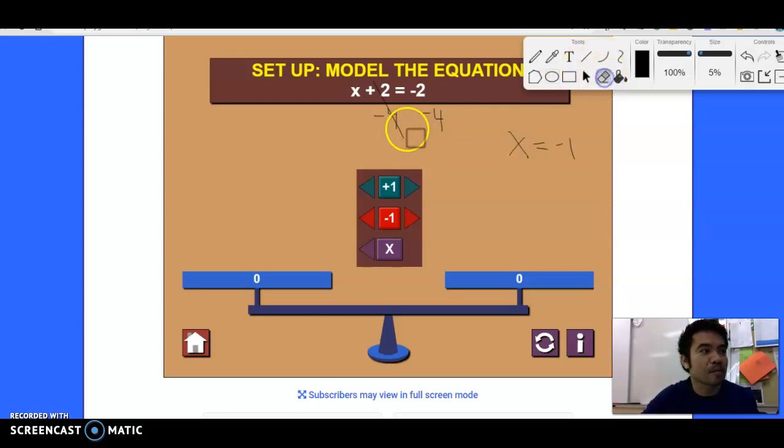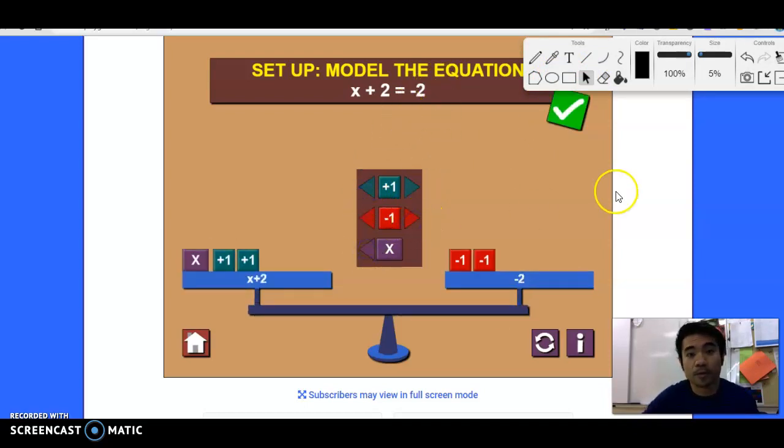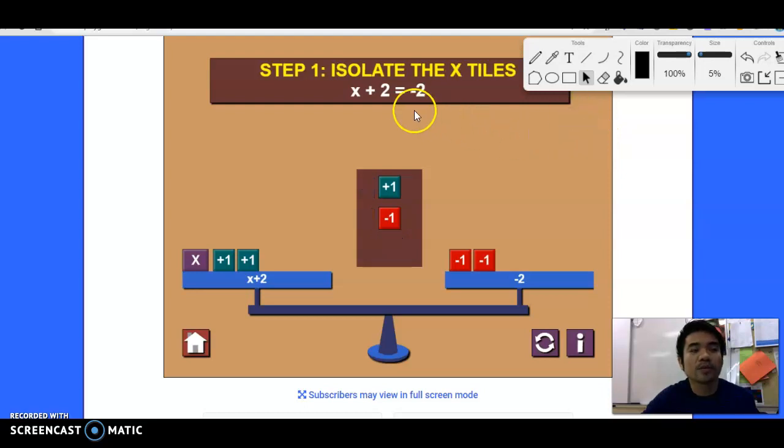Okay? So let's try this question. X plus 2 equals negative 2. So same thing again, the left side equals the right side. We're balanced. You're going to ask yourself, how do I get rid of positive 2? How do I isolate x by itself? Well, you have to subtract 2 on both sides. Okay? This one goes away. X equals negative 4.